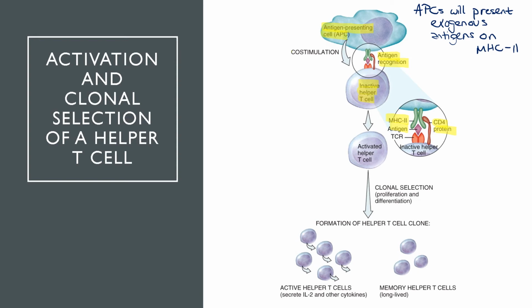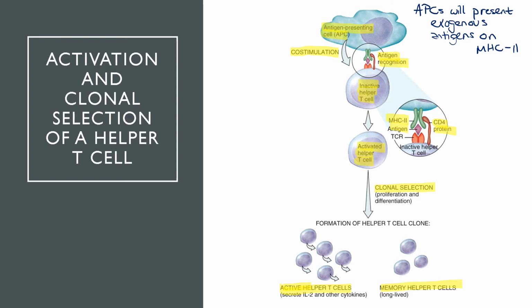Then we have co-stimulation occur, and the helper T cell becomes activated. Now, once activated, the helper T cell will undergo clonal selection. The result is a formation of a clone of helper T cells that consist of active helper T cells and memory helper T cells. So we kind of get both of them.